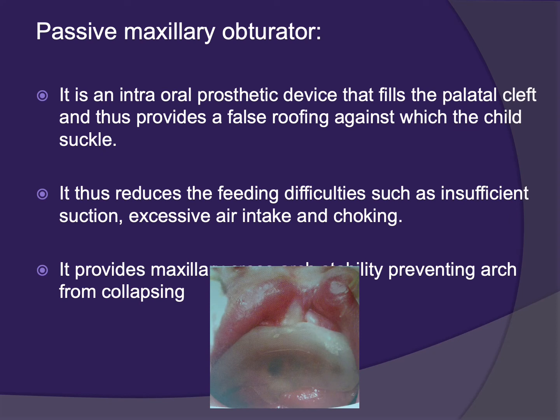Okay, what is a passive maxillary obturator? It is an intraoral prosthetic device that fills the palate cleft and thus provides a false roofing against which the child can suckle. It does reduce the incidence of feeding difficulties such as insufficient suction, excessive air intake, and choking. It also provides maxillary cross-arch stability, preventing the arch from collapsing. So mainly the maxillary obturator is to seal the palatal arch.